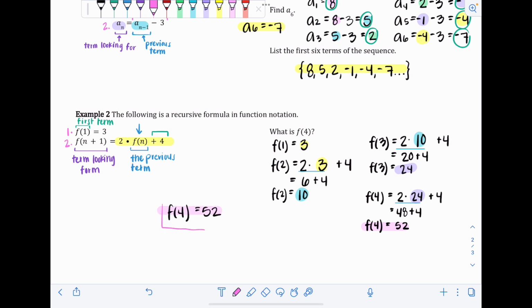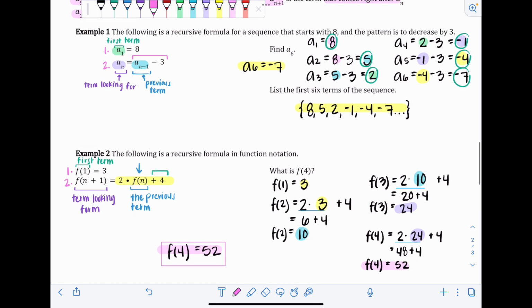Okay, so I definitely recognize that getting used to all these notations is not the easiest thing in the world. So I highly recommend making formulas of all these different types of notations that you see, and labeling what they mean as far as first term and previous term, and then the same thing for the function notation version as well, because you'll see both on checkpoints in the exam.